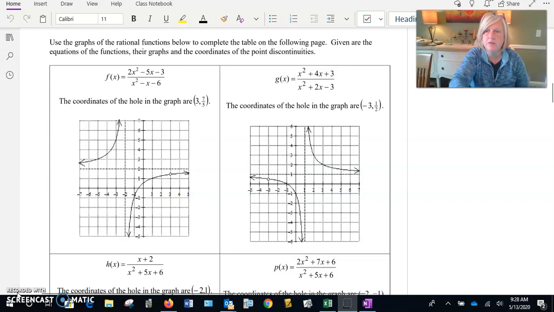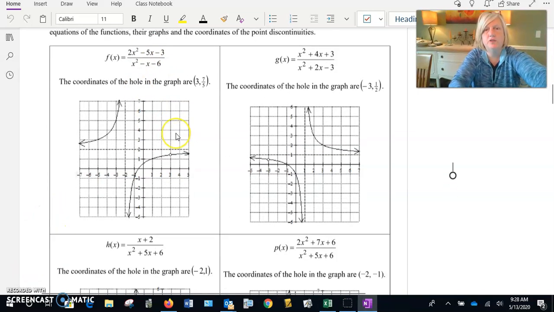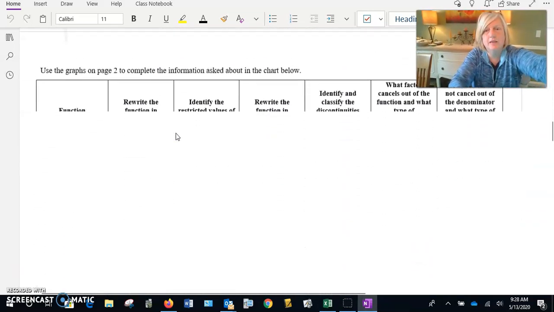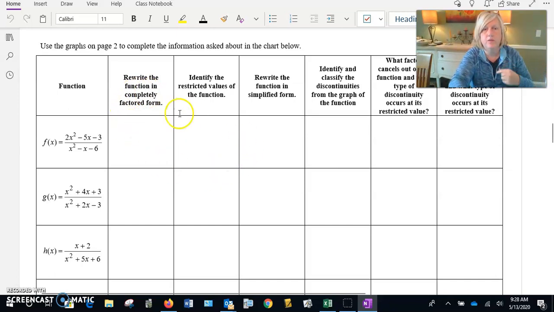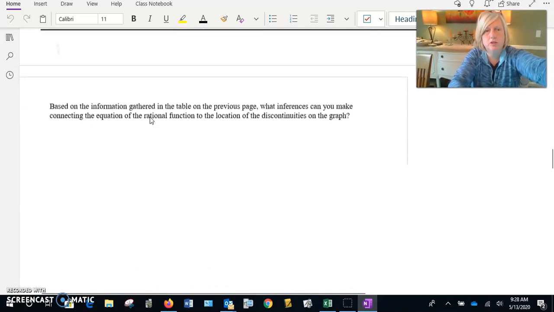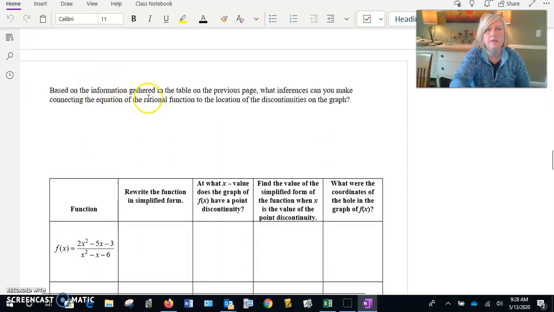All right, finishing up this video, what you're going to do in between this video and the next is use the graphs that you have on this page to answer the questions in the chart. Once you have answered these questions, you're going to go here and, based on the information gathered in the table on the previous page, decide what inferences you can make about connecting the equation to the location of the discontinuities. So do that and then come back in for the second video on discontinuities.